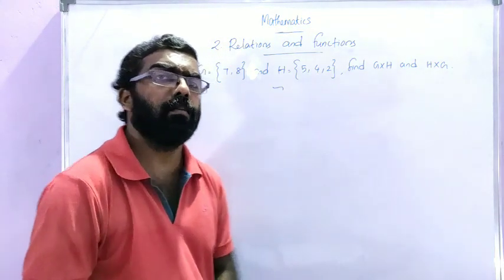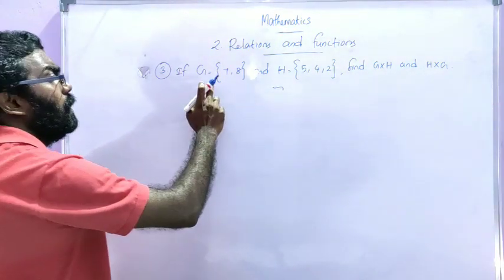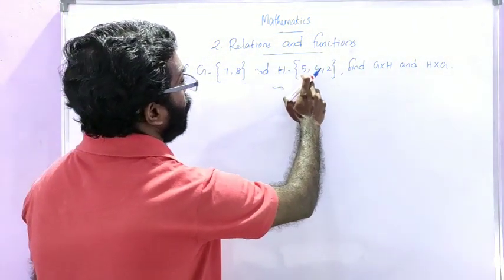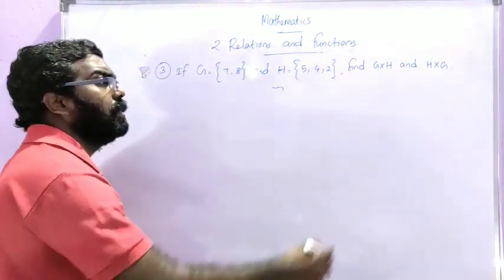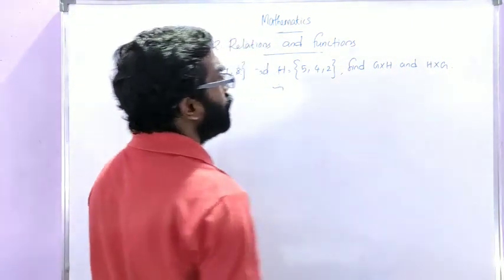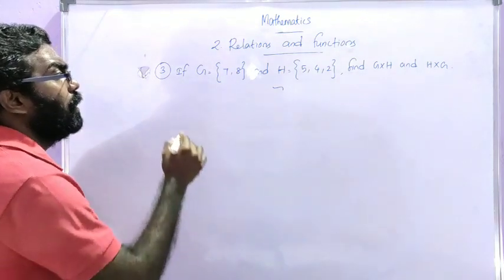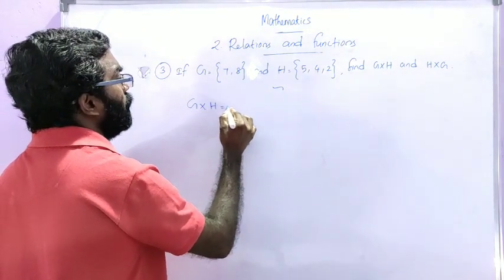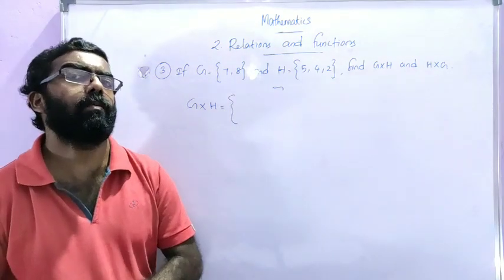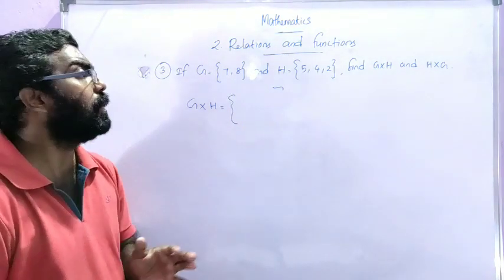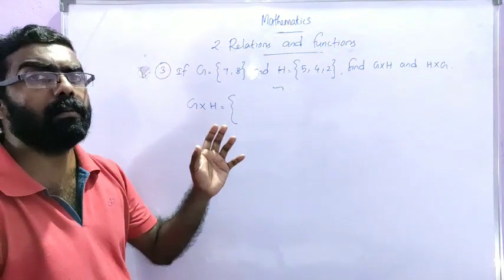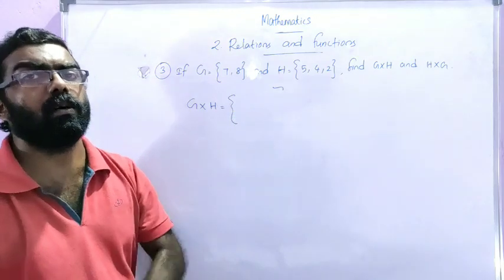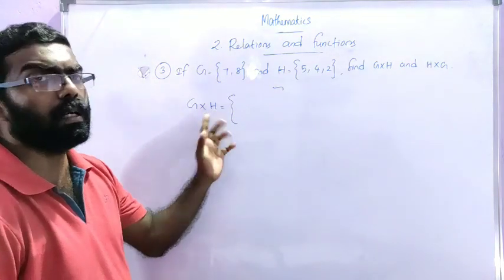Now we move on to question number 3. If G is equal to set {7, 8} and H is equal to set {5, 4, 2}, find G cross H and H cross G. Okay, first of all we can find G cross H. So one thing you have to remember is, while writing the ordered pair, the first element in the ordered pair belongs to the set G and the second element in the ordered pair belongs to the set H.